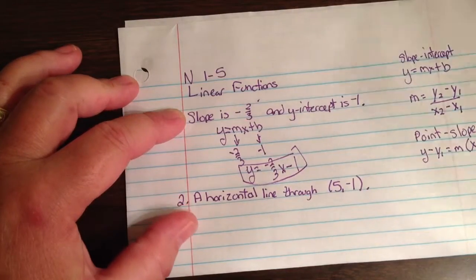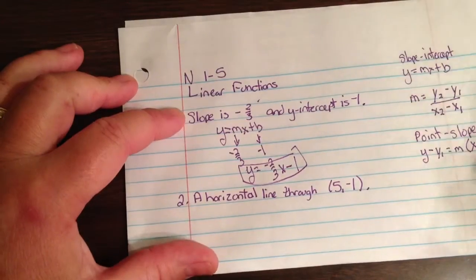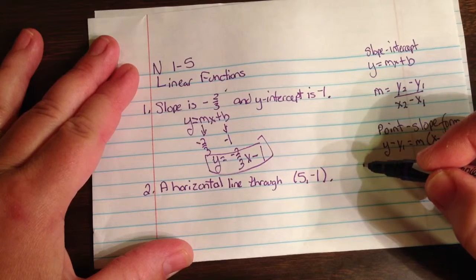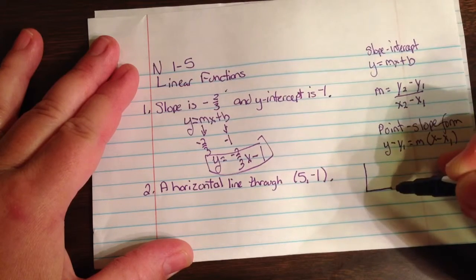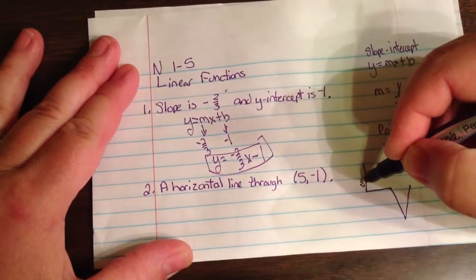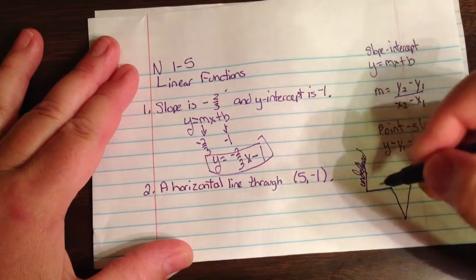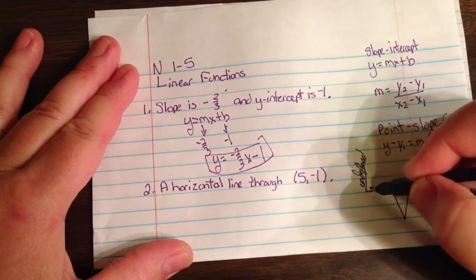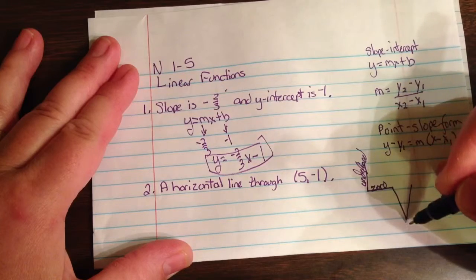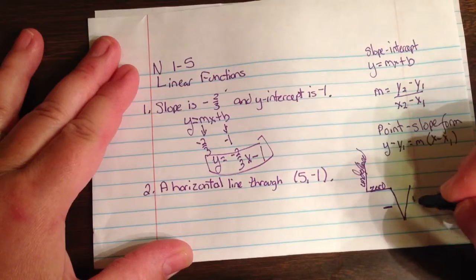Okay. A horizontal line through the coordinate 5, negative 1. Something you may need to refresh on is which slope is doing what thing. Here at Lakeview High School, we have our LV. A vertical line has an undefined slope. A horizontal line has a 0 slope. A line that is descending has a negative slope, and a line that's ascending, or going up, has a positive slope.